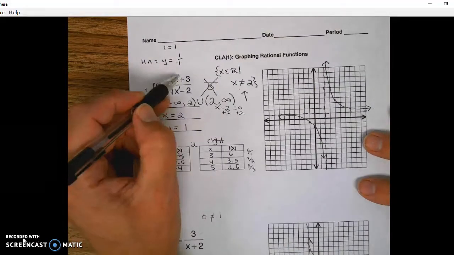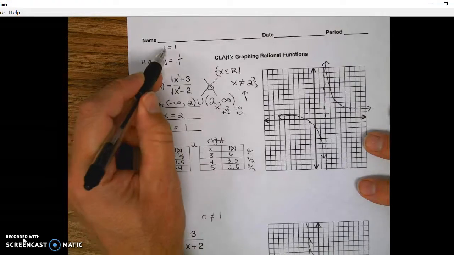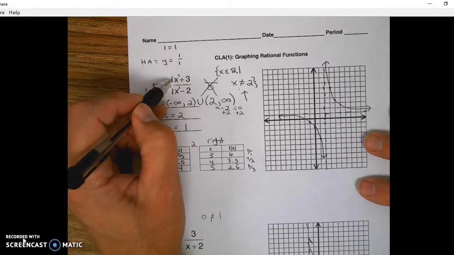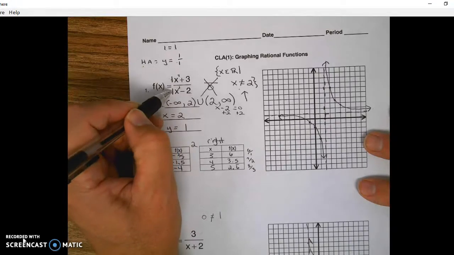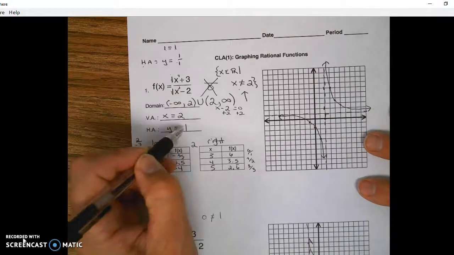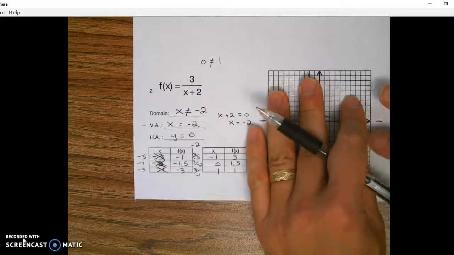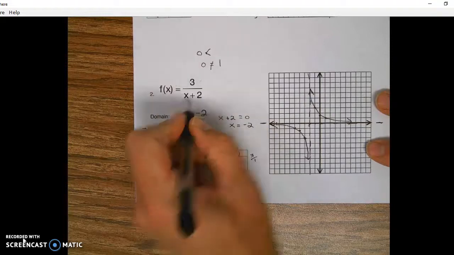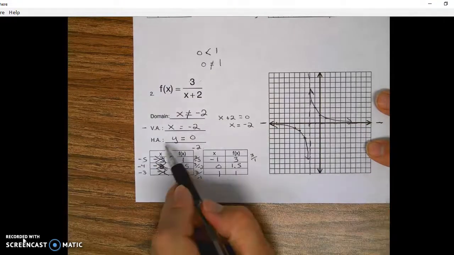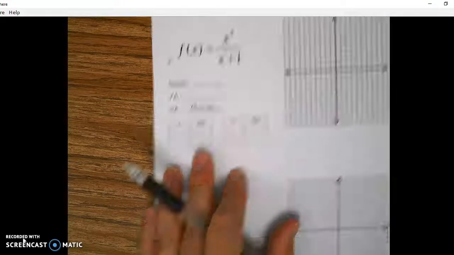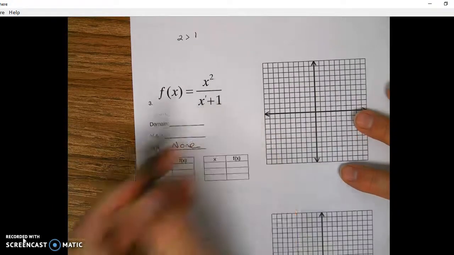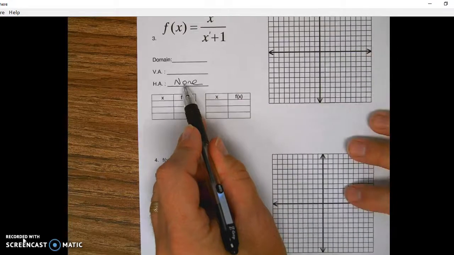When the degrees are the same, when they're equal, then the horizontal asymptote is the leading coefficient on that variable divided by the other one. So 1 divided by 1 is 1. Okay. When the degree of the numerator is less than the degree of the denominator, it's going to be y equals 0. When the degree of the numerator is greater than the degree of the denominator, it is none. There is not a horizontal asymptote.